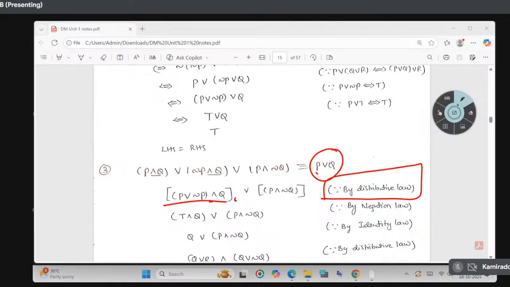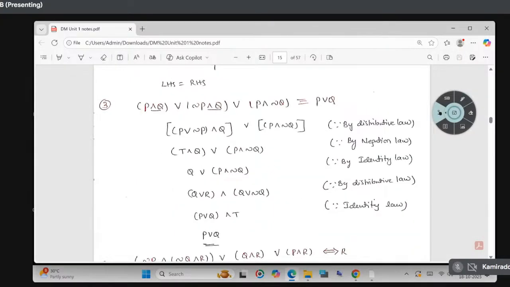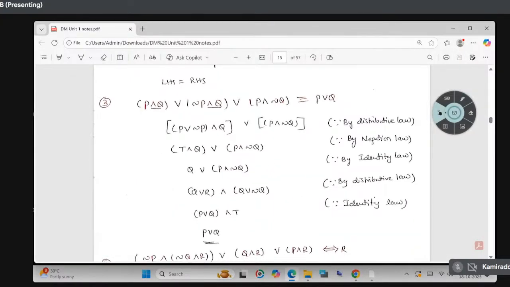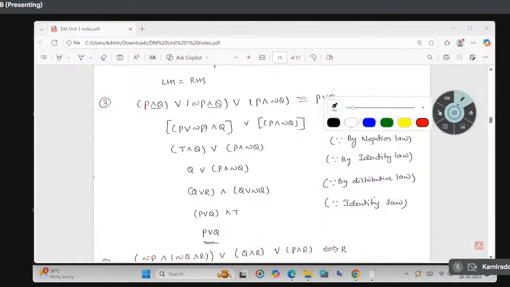This I am simplifying and writing T and Q or P and negation Q, right? So T and Q, what is the value that I am going to get? What is the value that I am going to get if I am going to apply it for T and P or T and Q? With the help of your identity law, what you will be getting? T and Q you will be getting it as Q. If it is P, you will be getting it as P. If it is Q, you will be getting it as Q. Q or P and negation Q. Okay. So this value we are getting, right?